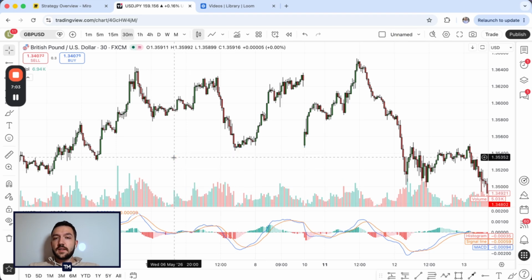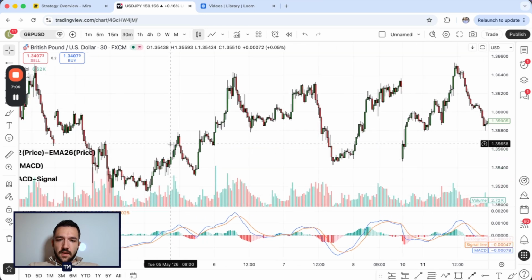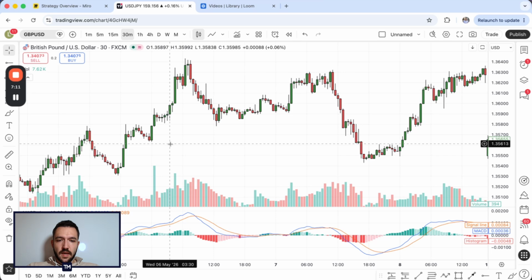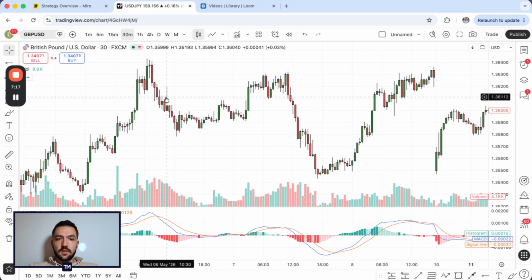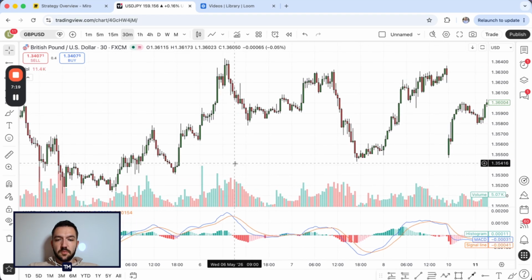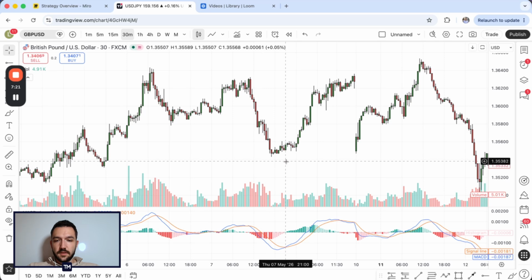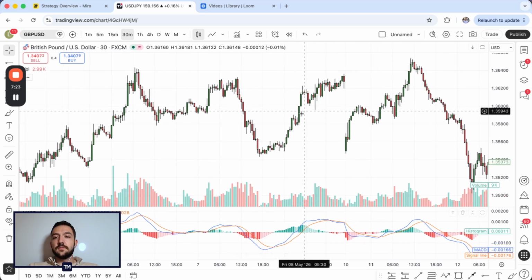So let's see in practice how this works, and are there any useful signals you can actually get from MACD itself. So as you can see right here, we have crossovers. Crossovers are very interesting to look at. As you can see, after that there was a drop in price. Here is now the crossover upwards.